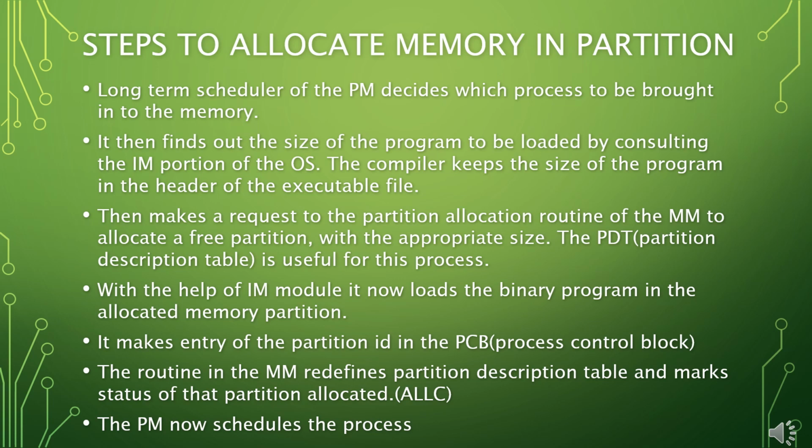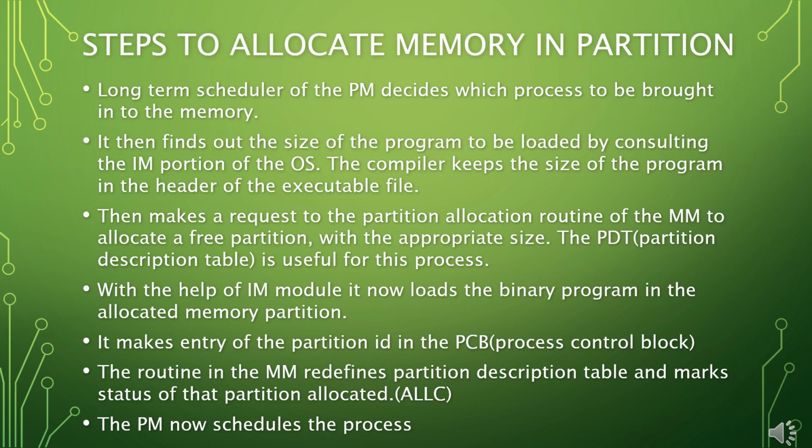The compiler keeps the size of the program in the header of the executable file, then makes a request to the partition allocation routine of the memory management, that is MM, to allocate a free partition of the appropriate size. The partition description table, PDT, as I told in fixed partitioning, is useful for this procedure. With the help of the IM module, it now loads the binary program into the allocated partition.